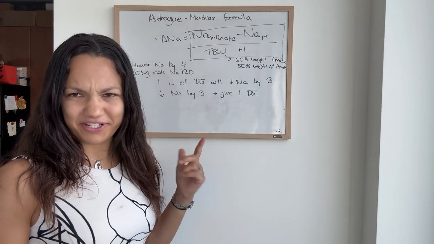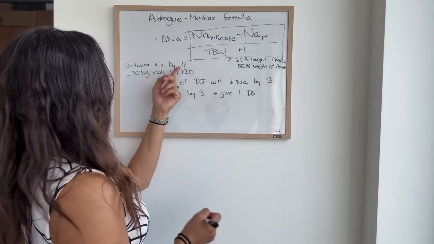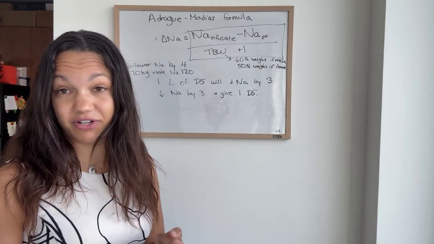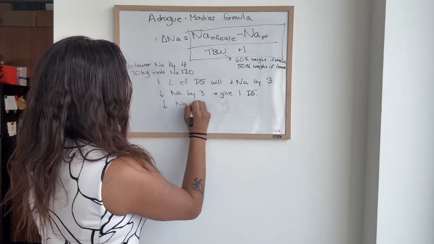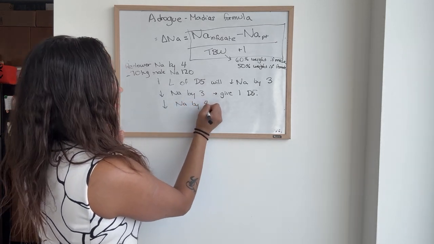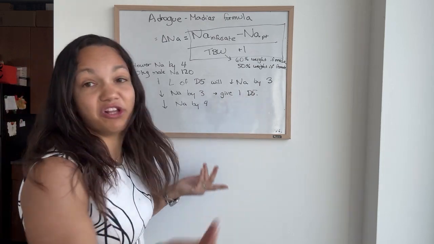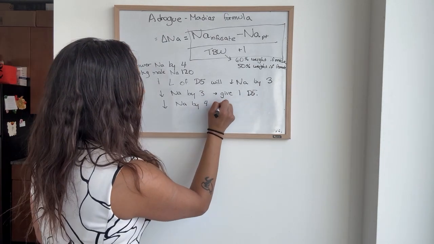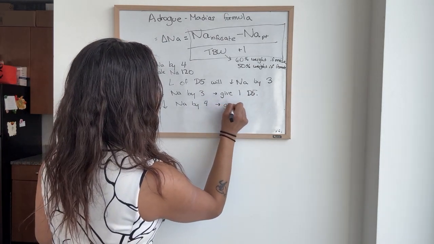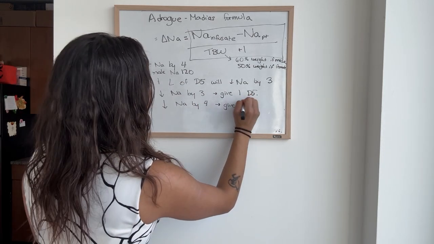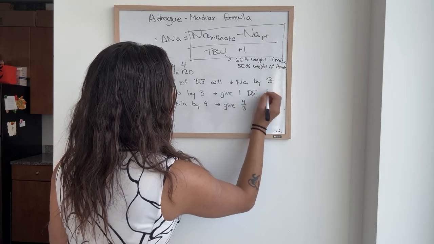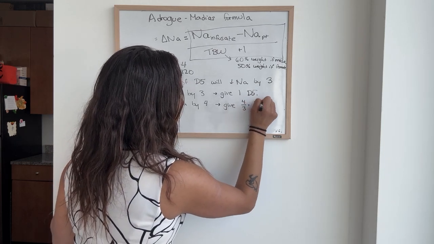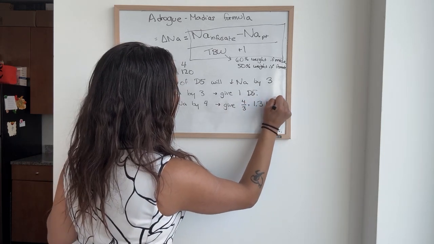I didn't want to decrease it by 3 though. I decided in this situation I wanted to decrease it by 4. So to decrease the sodium by 4 as opposed to 3, I've got to give a little bit more D5. So you have to give 4 divided by 3, so about 1.3 liters of D5.